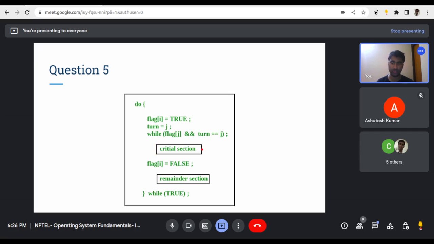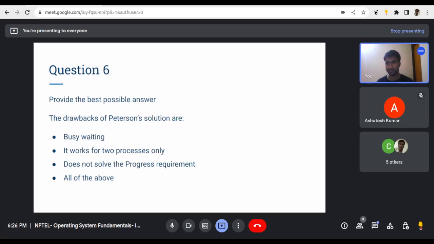After it has finished execution, it switches off its flag, and then it can go on to the remainder section. So this is the Peterson solution. Let's move on to the next question.